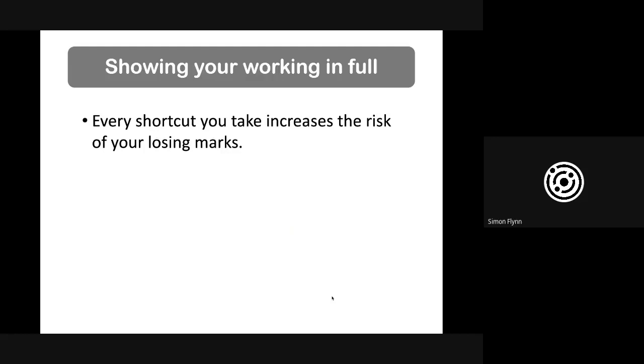Now, we're all going to lose marks. None of us are perfect. Everyone makes mistakes. That's going to happen. But let's reduce the risk of silly mistakes, basically. Systematically and automatically. So I hope I've sort of explained that.